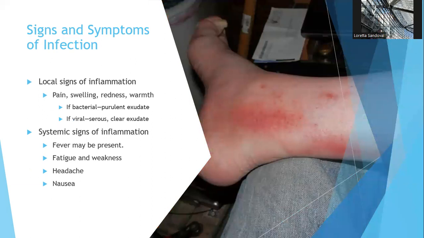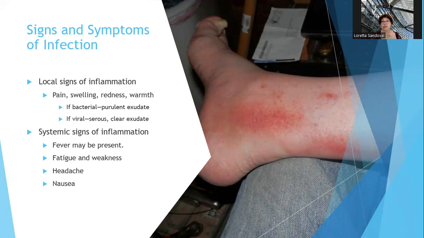So the signs and symptoms of infections can be local or systemic. Local signs of infection include inflammation, pain, swelling, redness, and warmth. If it's a bacterial infection, you could have a purulent exudate, which means pus. It's exuding pus, purulent exudate. If it's viral, it's usually a serous or clear exudate. So those are local signs of infection.